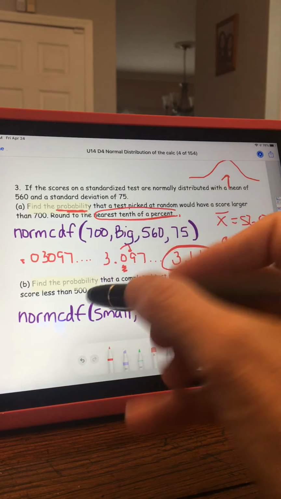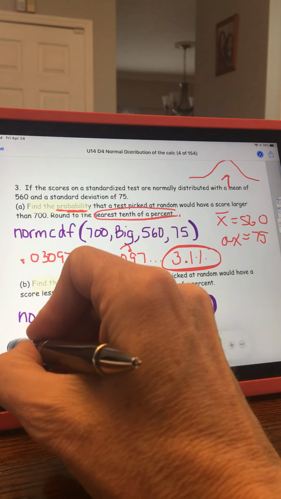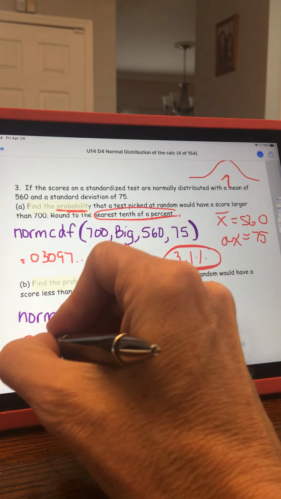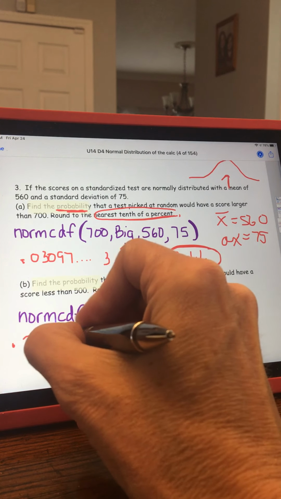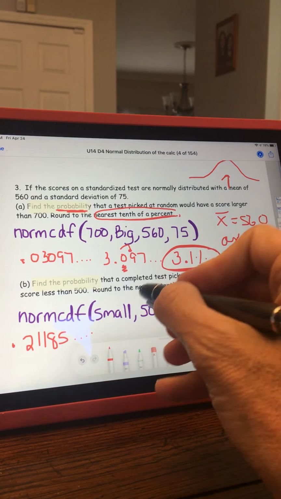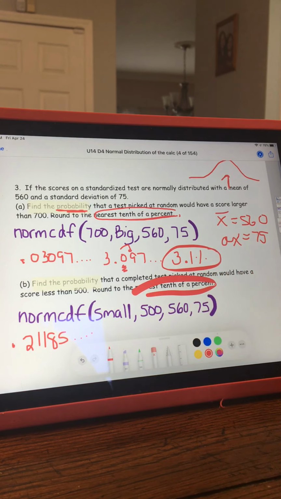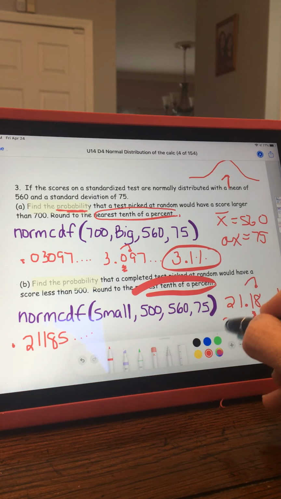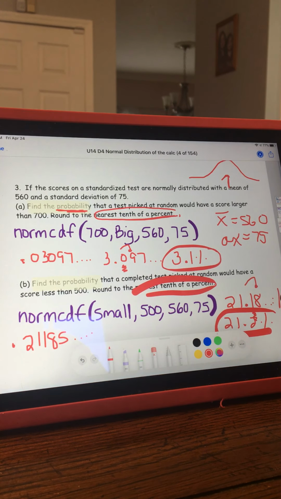Okay, so we all should have got something like that. All right, let's write that down. 0.21185, blah, blah, blah. Nearest tenth of a percent again. So move it 2 places to the right. So 21.18, blah, blah, blah percent. Nearest tenth, here it is. Look 1 place to the right. If it's 5 or greater, push it up. So 21.2%.